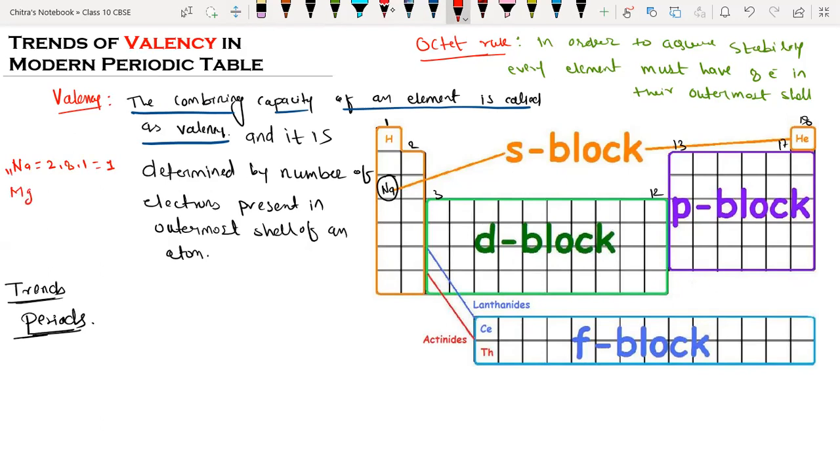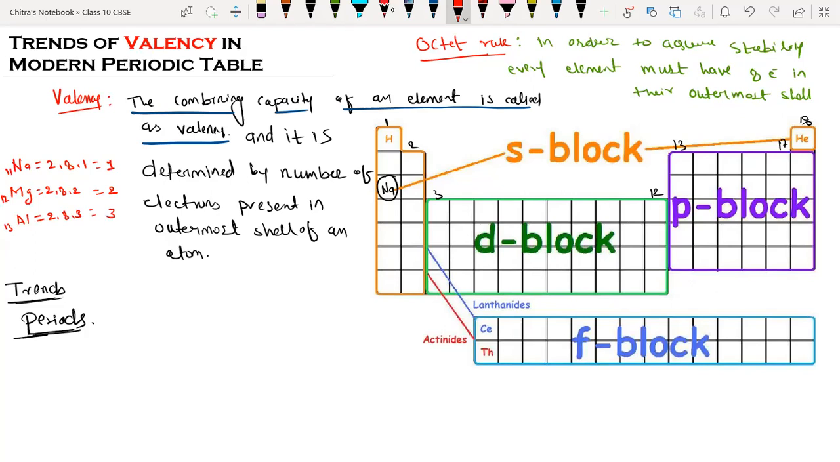Then we have magnesium, atomic number 12, and its electronic configuration is 2, 8 and 2. Again, magnesium is going to lose 2 electrons, so its valency will be 2. Then we have aluminium. Aluminium has atomic number 13, so its electronic configuration is 2, 8 and 3. So again it is going to lose these 3 electrons in order to complete its octet, so its valency is 3.